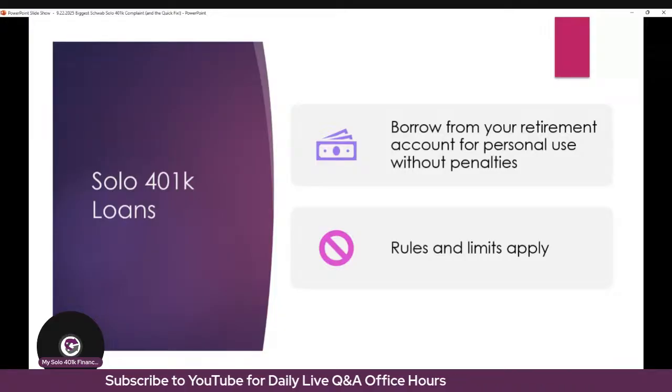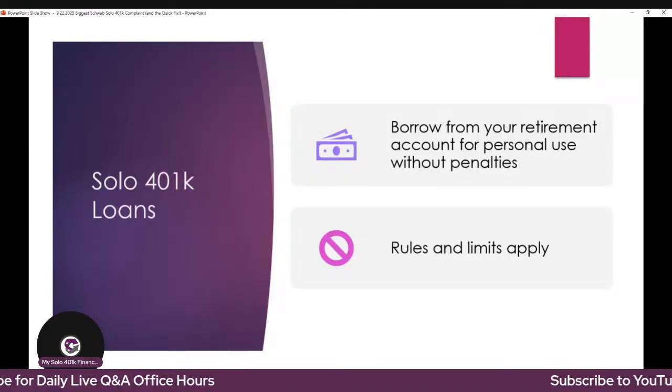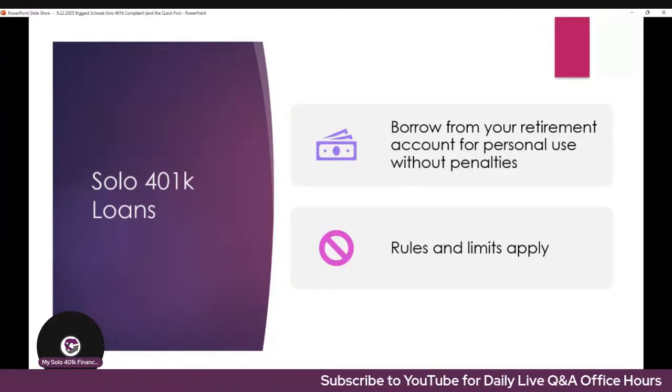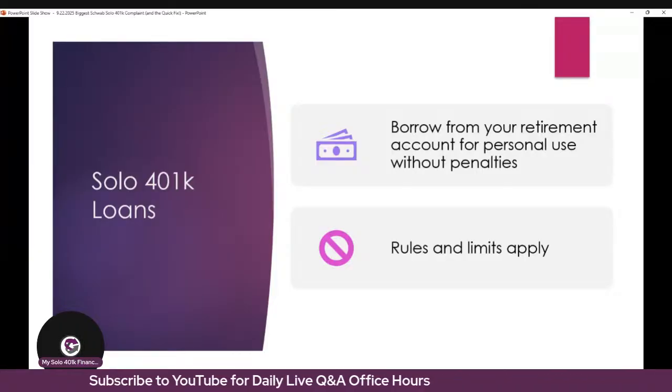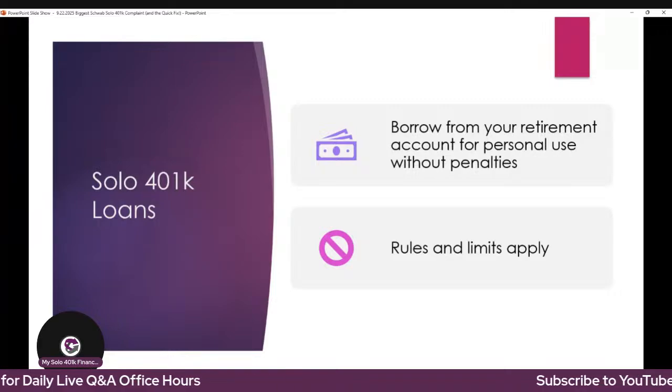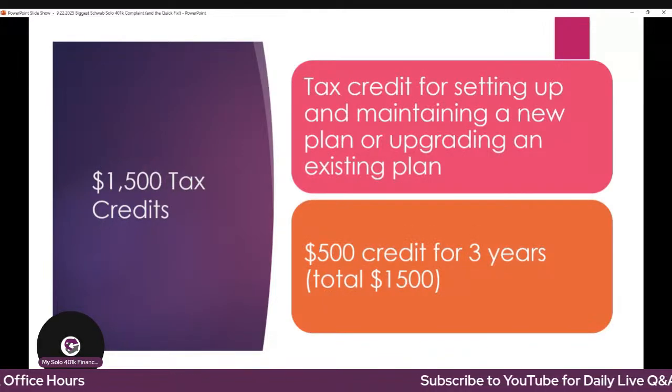So again, you can borrow up to 50% of the balance, not to exceed $50,000. It needs to be paid back in either monthly or quarterly payments, equal payments of principal and interest. The interest is prime plus 1%, or it could be a CD rate plus 2%, with those payments spread over a 5-year term.